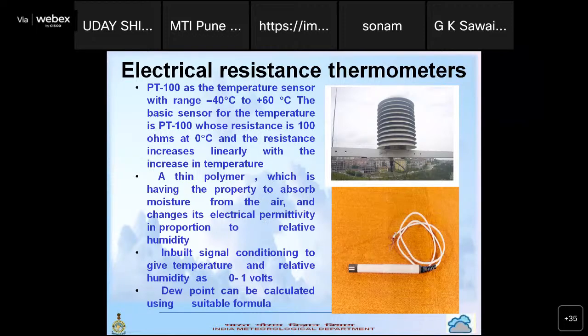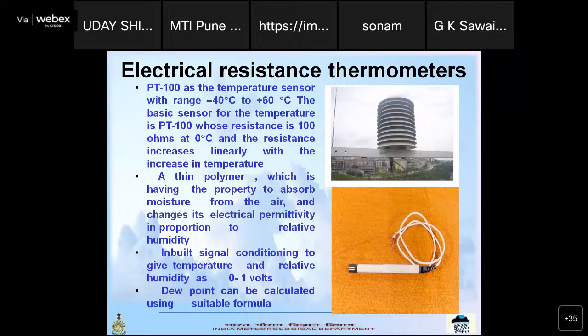And this capacitance you are again converting, with the help of a signal conditioner inside the small electronics. It will again give the output in the 0 to 1 volt. With the help of these wires, you will get the output in the 0 to 1 volt. So basically we are measuring the humidity, 0 to 100%. So 0 to 100% corresponds to 0 to 1 volt.